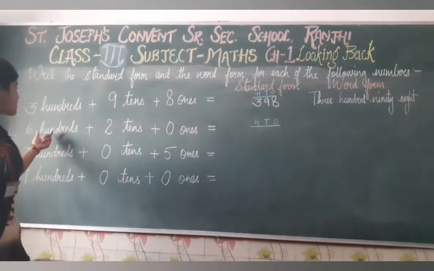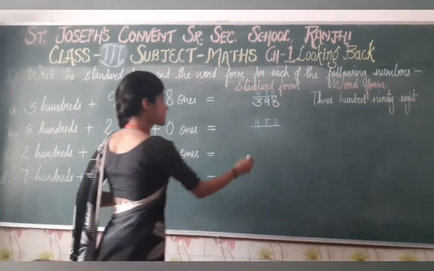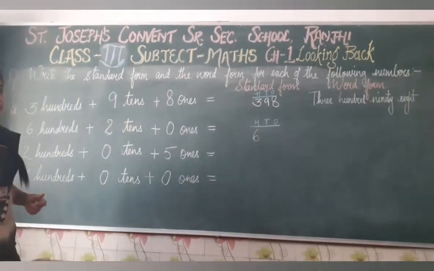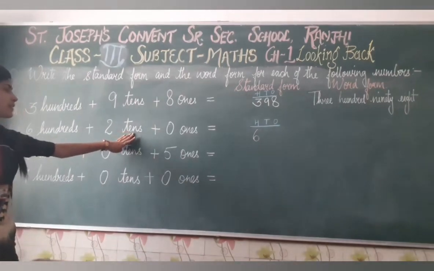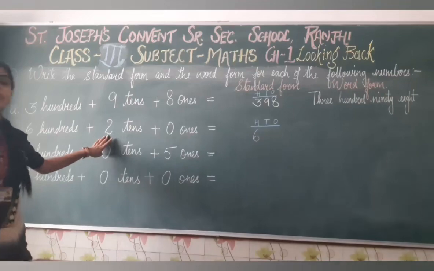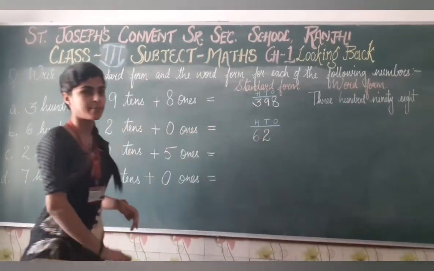So as 6 hundredths are there, which digit will come under the hundreds place? It will be the digit 6. So I am going to write 6 under the hundreds place. Then when we come to the tens place, it is the digit 2 over here. So which digit will come under the tens place? It will be the digit 2. So let us write 2 under the tens place.